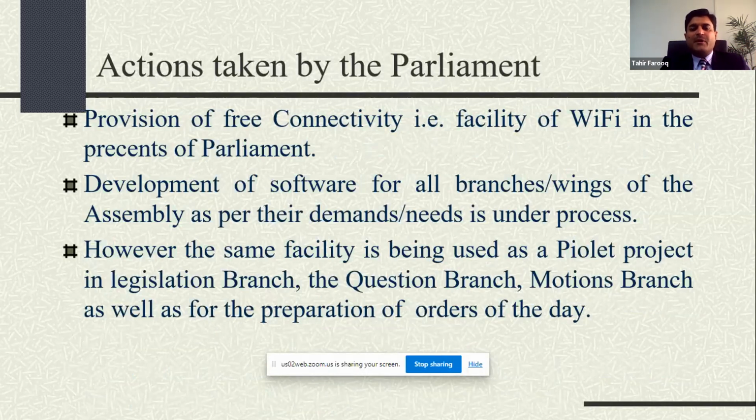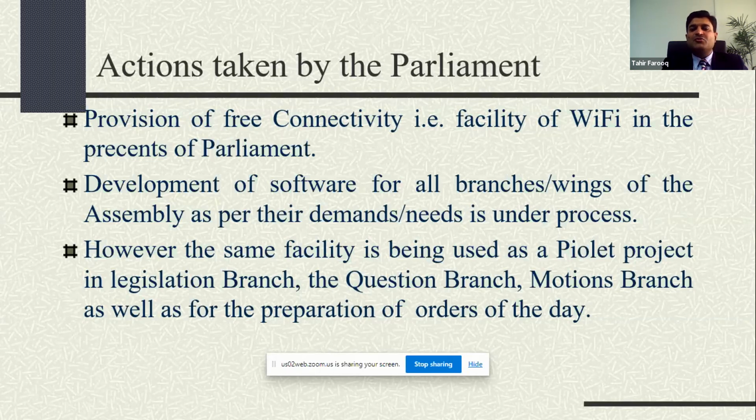In addition to that, what we have adopted after the pandemic to handle these issues is the provision of connectivity. Even in the lodges where the members live, free internet access is provided. Even in the precincts of the National Assembly, free internet access has been provided to all the members, including the staff. The development of software for all branches or wings of the assembly, as per demands and needs, is also under process currently.